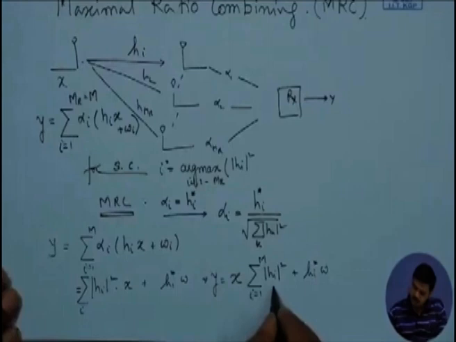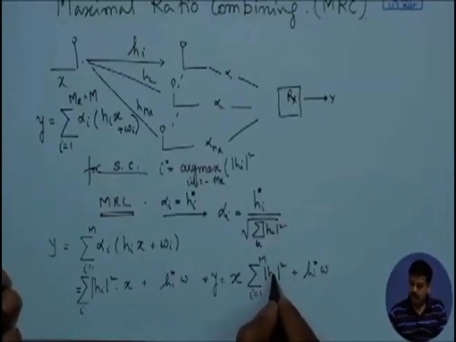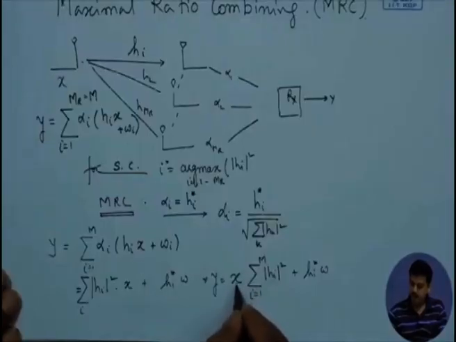So at the receiver, what we have is the sum of all the channel coefficients squared. That means each of the channel gains is getting weighted, or when we are adding up the signal, we are basically weighting it by the corresponding channel strength.